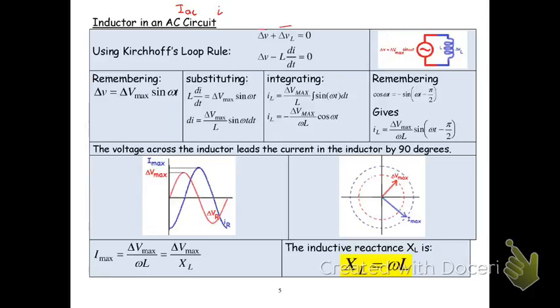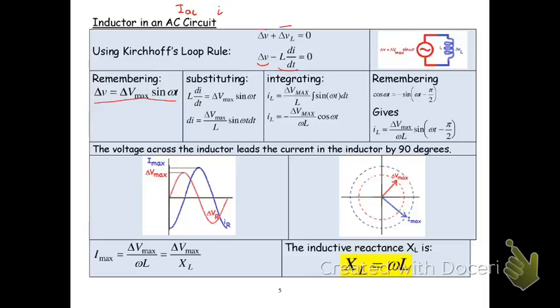So minus L di by dt equals 0. And I remember, of course, that my time-dependent voltage is V max sine omega t. And so I substitute in. So L di by dt is equal to V max sine omega t. And so I do this trick where I take the dt to the other side and I go di is equal to V max over L sine omega t dt. Then I say, I can find what the total current is by integrating.